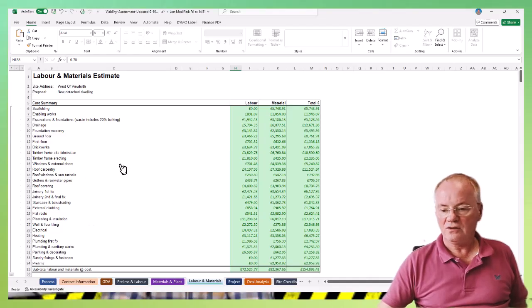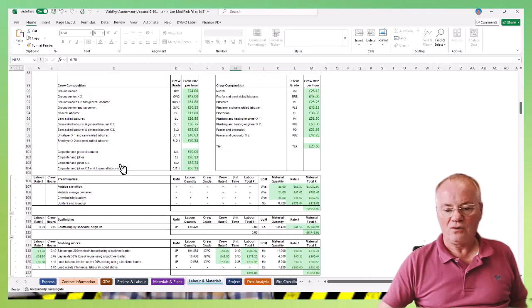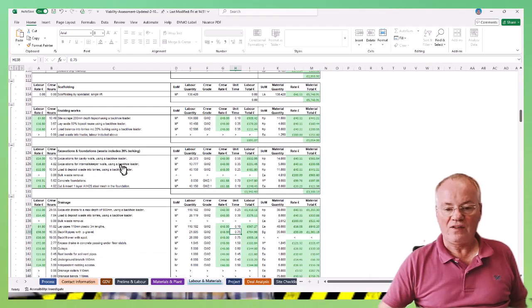What we've done here is take an actual build and break it down into every stage of that build. So we have the description of the build, the labor quantity, in other words the amount of time it takes in minutes to perform that particular task, and the type of crew we would have to do that. Sometimes it's a single person, sometimes it's two, sometimes it's three.